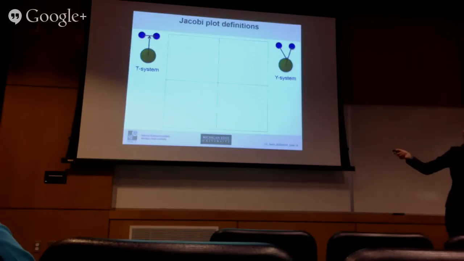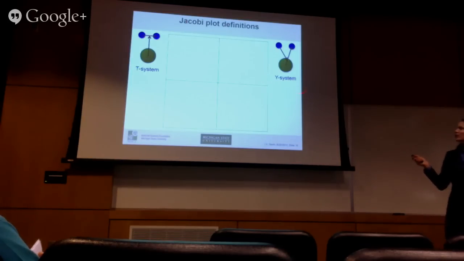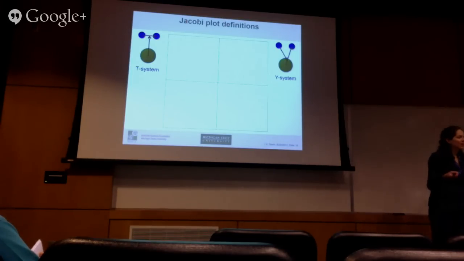So in the T system, you have one vector going between the two neutrons, and then the second vector going from the core to the center of mass of that first two-body system. In the Y system, we're going to do a very similar construction, except that first two-body system is no longer the two neutrons, it's the core and the neutron.